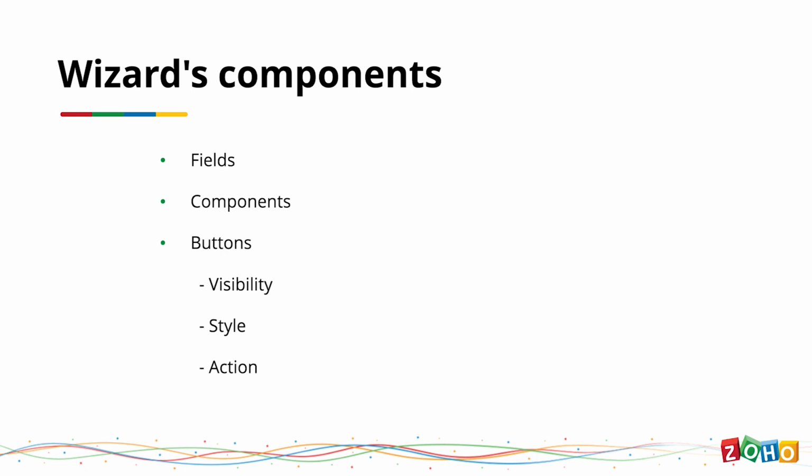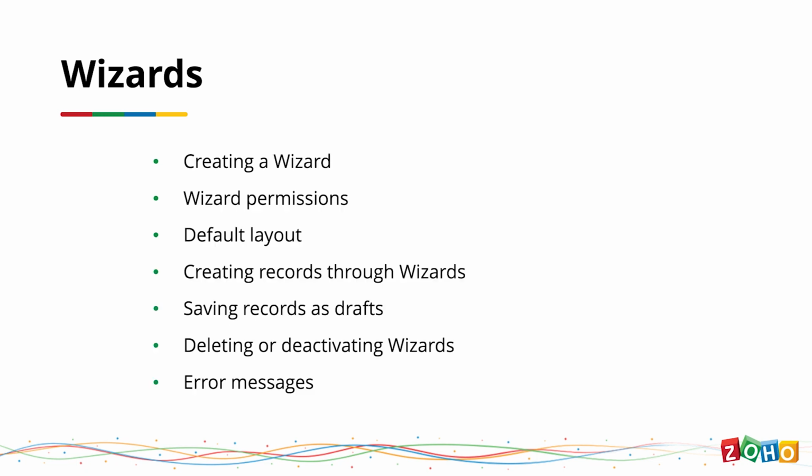Now, before we get into creating a wizard, let's look at its different aspects. We have our field, our components, and different types of buttons that can be edited based on visibility and style. And we can also trigger actions for these. We'll discuss more about this as we get into the demo.